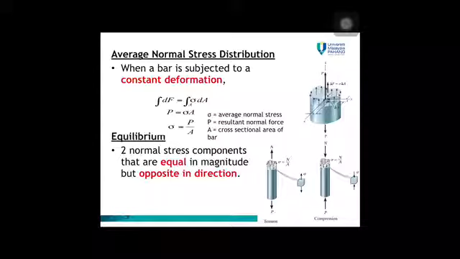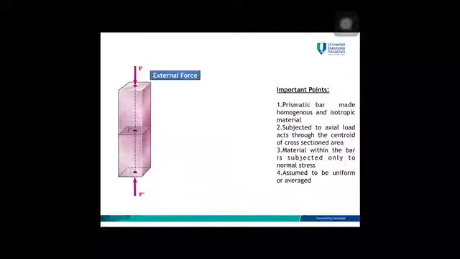This is the formula. Sigma stress is equal to P over A, or sigma is equal to F over A, or sigma is equal to N over A. N is a normal force, F is a force, P is a load. Same thing. So this is what it means by the average normal stress.